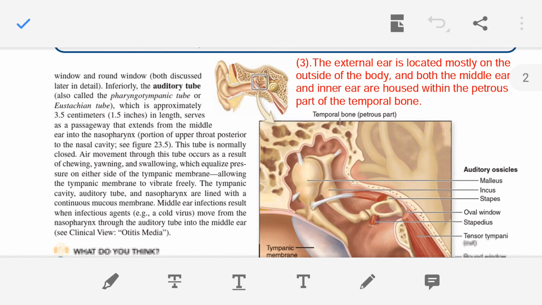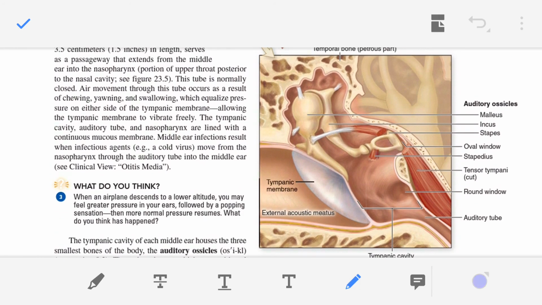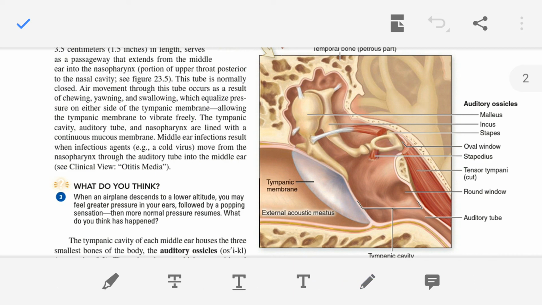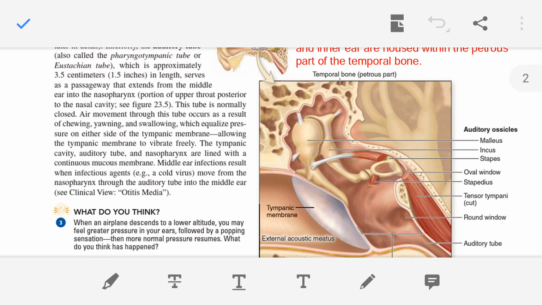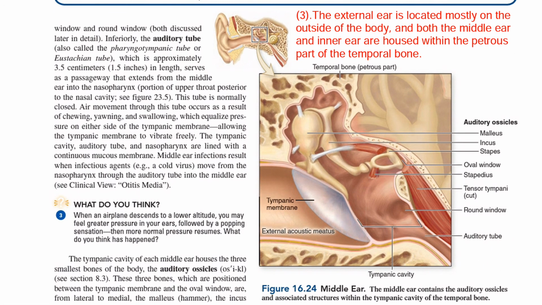So here they are showing the petrous part of the temporal bone, and in that you can see these are the three bones of the middle ear, and from here the inner ear starts. So here this is the inner ear. So we can say the middle ear and inner ear are located in the petrous part of the temporal bone. So this is the third point: the location of the external ear, middle ear and inner ear.